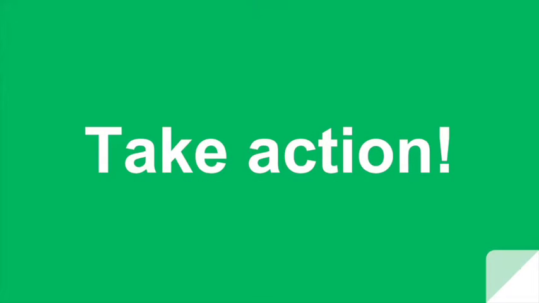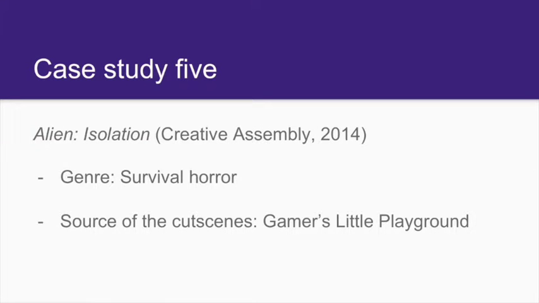From this point onwards, you will be asked to watch the clips first, produce your own assessment, and then compare it and contrast it with the comments provided and the screenshots which help reinforce the main points of contention. Case study number 5, Alien Isolation, 2014, a survival horror video game developed by Creative Assembly. You may find the complete cutscenes in the links provided thanks to Gamer's Little Playground. There we go. First clip. Consider line length, size, color, and speed as the main variables for your subtitle judgment.